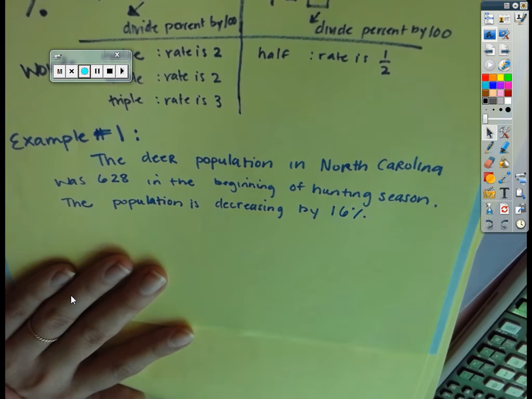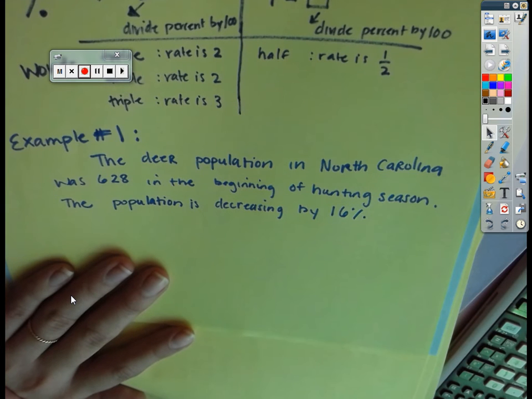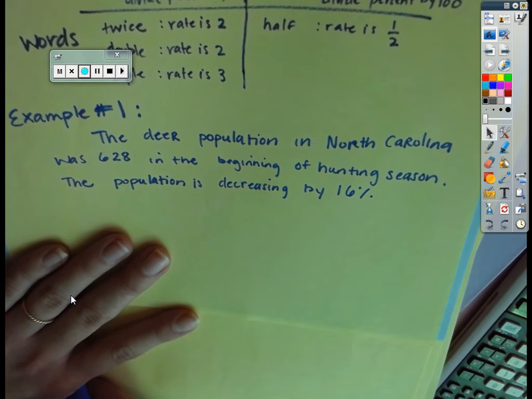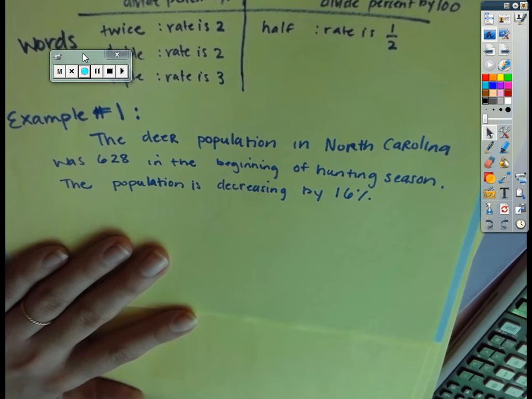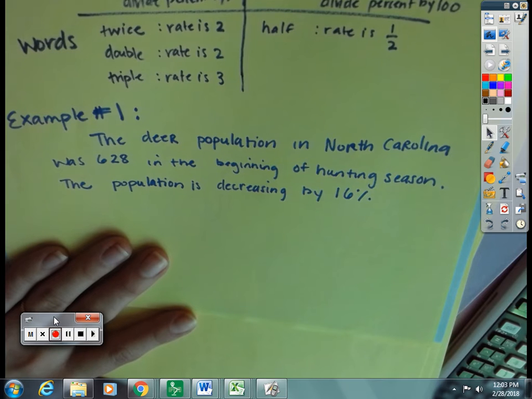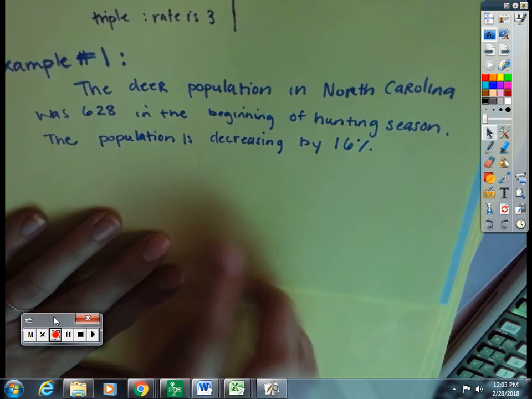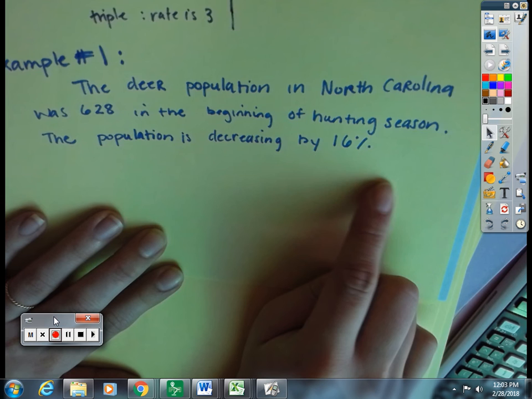So, the deer population in North Carolina was 628 in the beginning of hunting season. So, we're talking about deer. They're animals, and people sometimes like to hunt deer. So, at the beginning of the hunting season, there was 628. The population is decreasing by 16%.